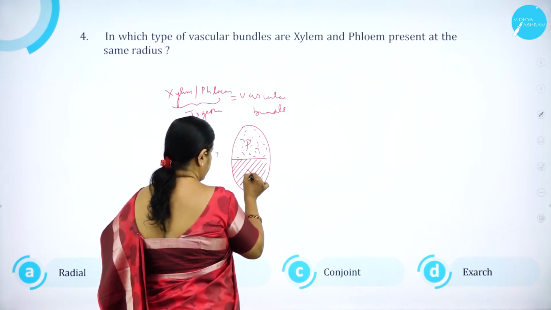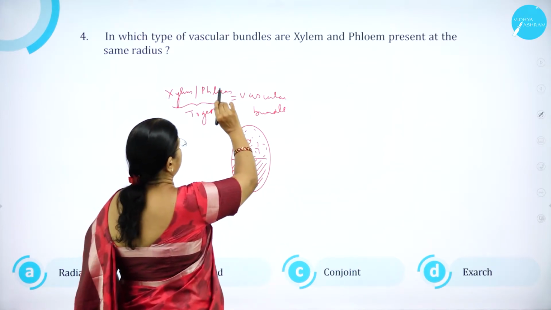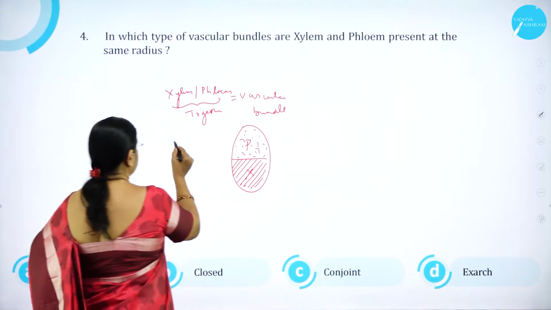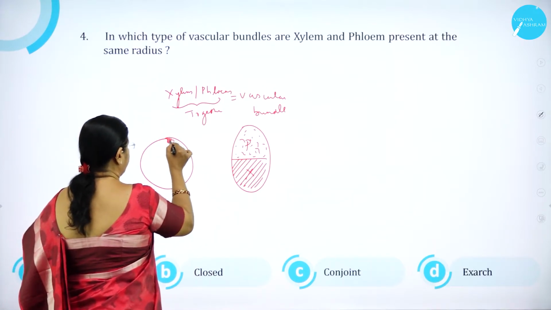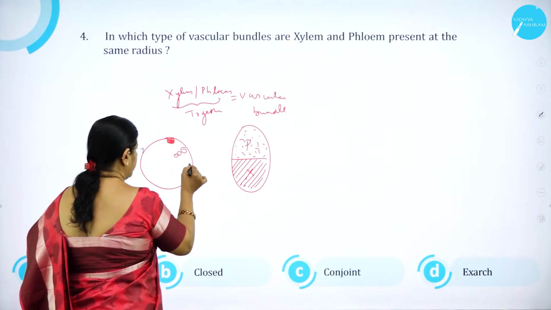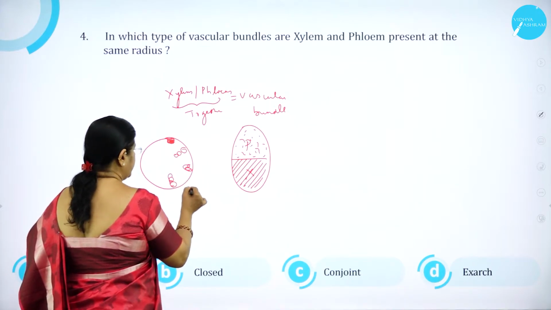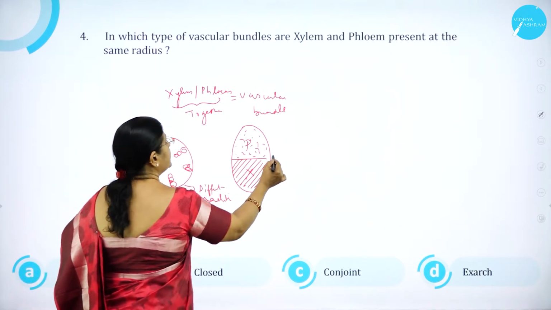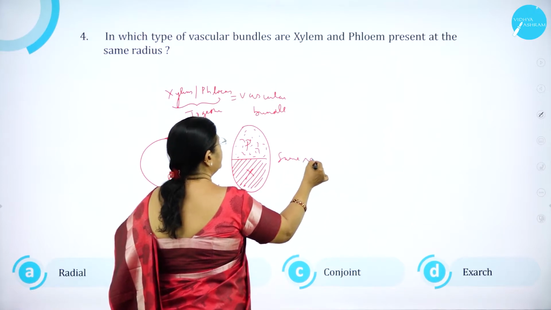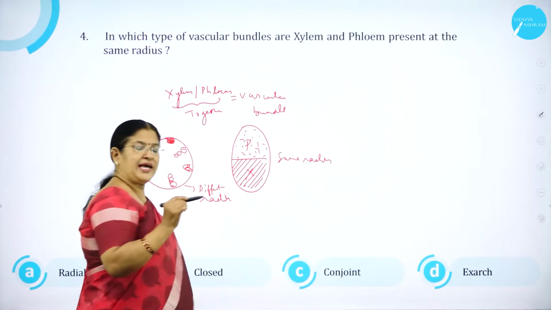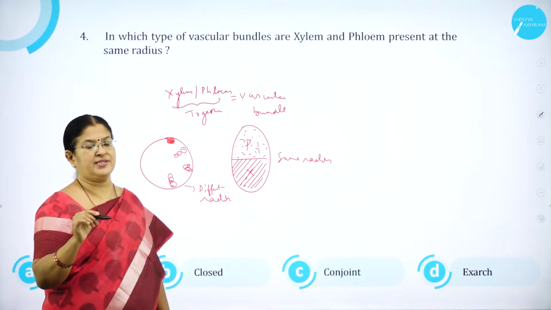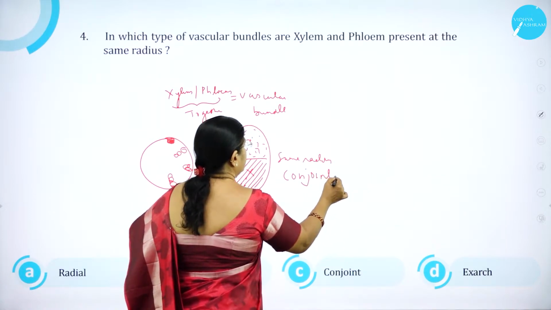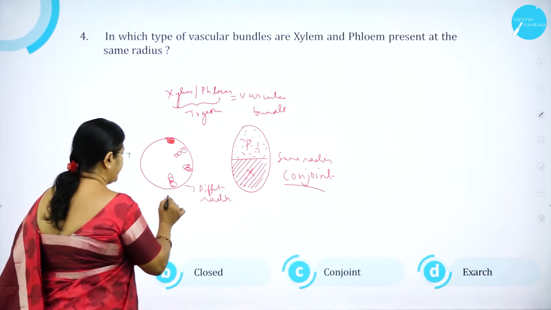So this is phloem, this is xylem. In which type of vascular bundles are xylem and phloem present in the same radius? Here you can see phloem, here you can see xylem. This is different radii. Here it is the same radius. When xylem and phloem are found on the same radius, it is called conjoint. If it is present in different radii, it is called radial.